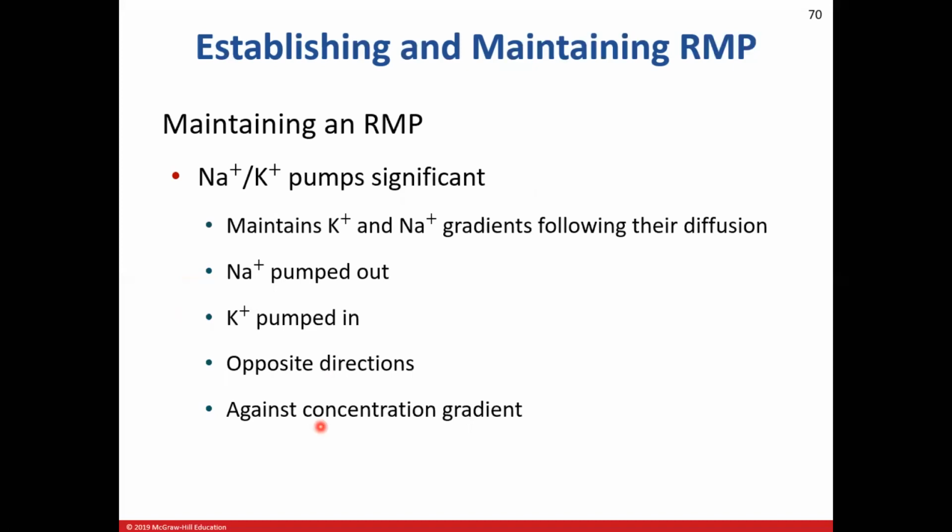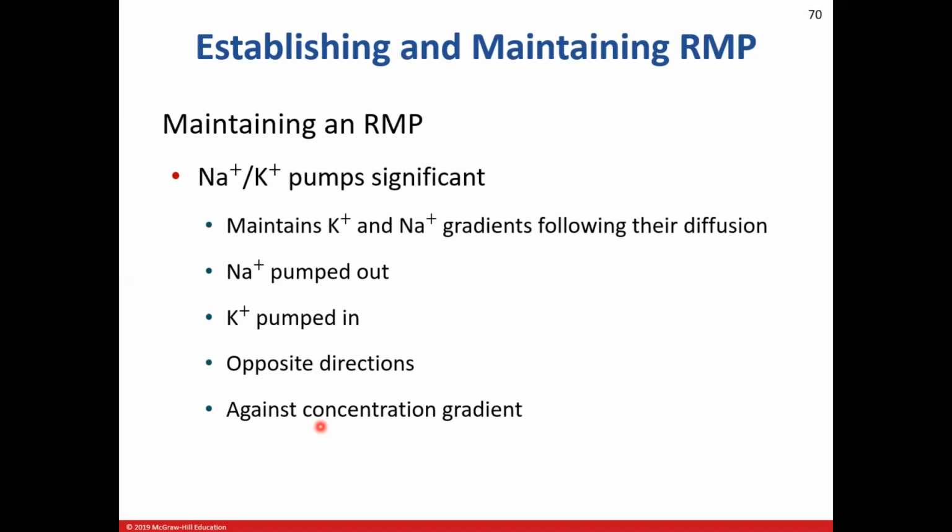So as we start to have these slight changes in charge, and we have leakage channels allowing sodium to come back in, which makes it more positive, how do we maintain the electrochemical gradient of the RMP? Well, that's where our sodium-potassium pumps come into play. They help to maintain the potassium and the sodium gradients following their diffusion through those leakage channels. We therefore pump sodium out and we pump potassium back in.